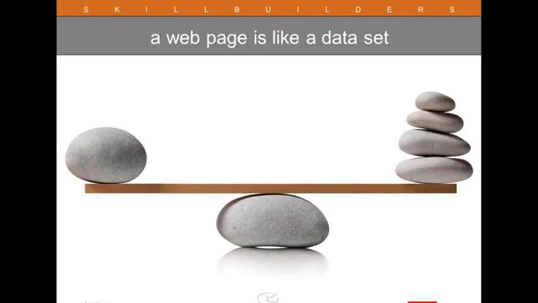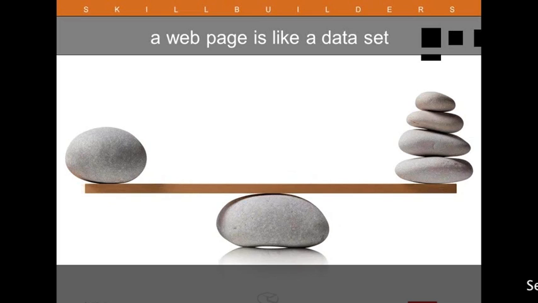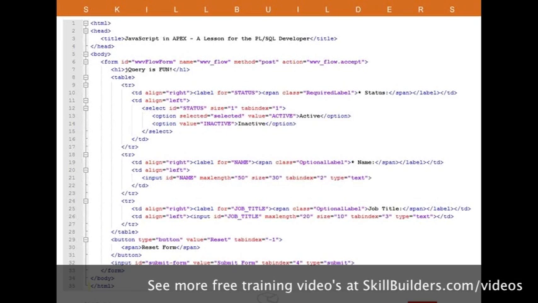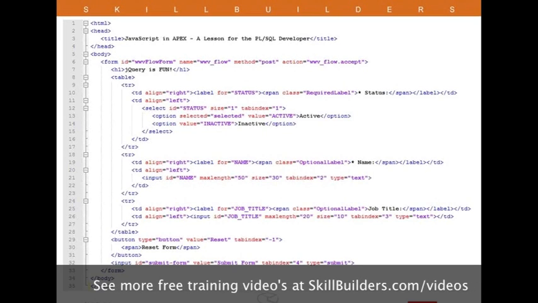The first analogy: a web page is like a data set. As database developers, we're used to data, all kinds of it. But we rarely think of HTML web pages as just another data set. We see something like this and we flip out. Why? Because the data doesn't look quite right. It's foreign and out of our comfort zone.